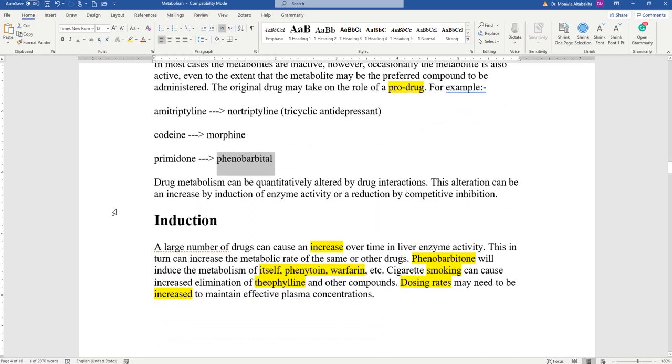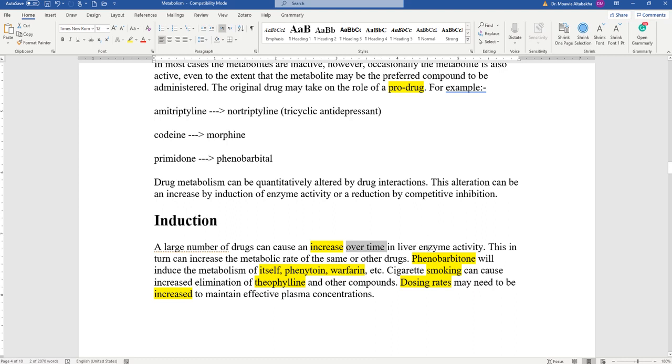Regarding what can happen, and when do you need to be careful? Sometimes you may have induction. Induction means increasing something that is, let's say, normal, and it's increasing. يحث يعني أو يكبر. Okay, so induction is that enzymatic activity is increased over time. اللي هو when the enzymatic activity increases over time.